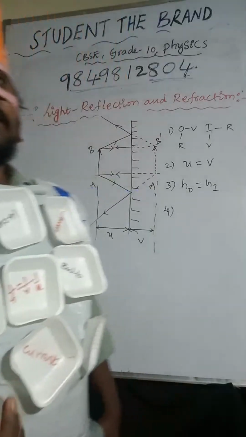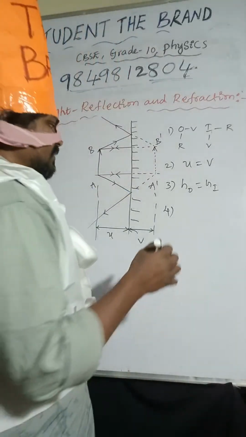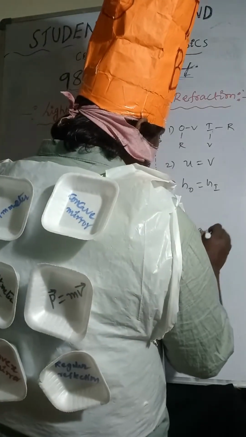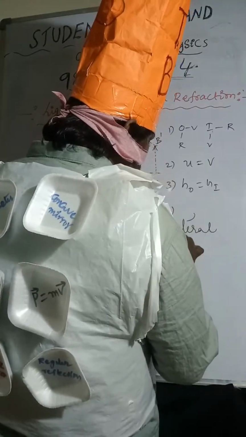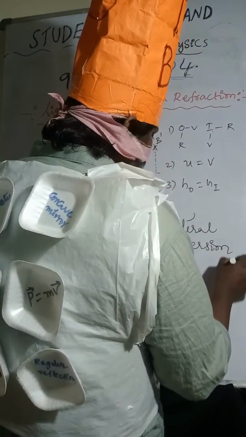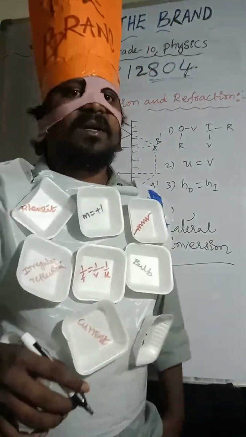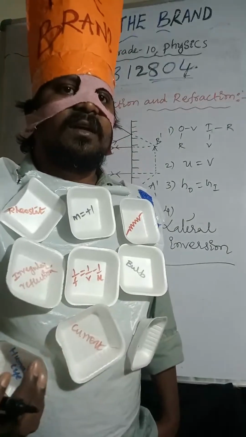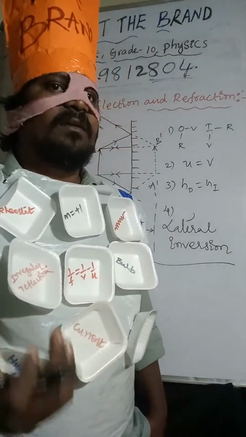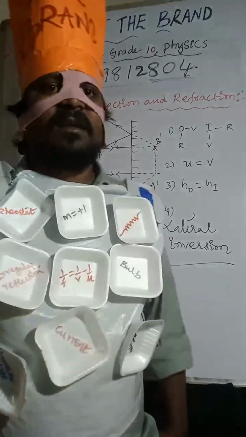What is lateral inversion? The phenomenon of the right side of the object appearing to be the left side of the image. Lateral inversion is nothing but the phenomenon where the right side of the object appears to be the left side of the image. The left side of the object appears to be the right side of the image. So this phenomenon is called lateral inversion.